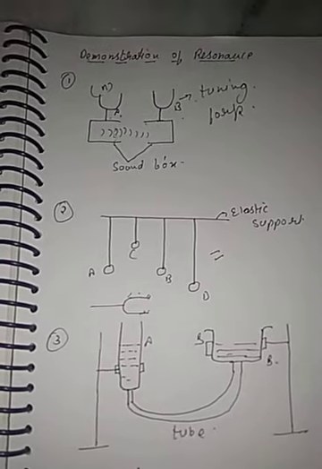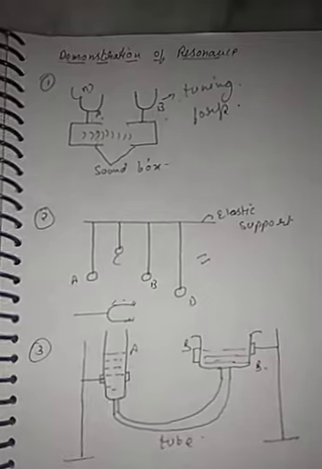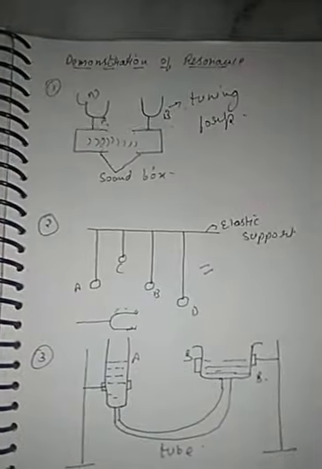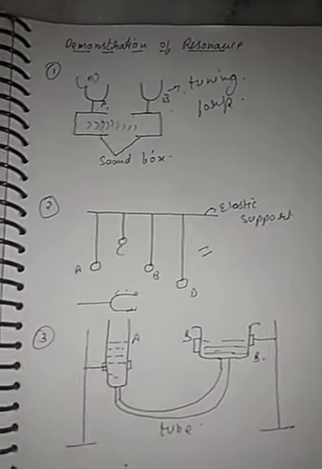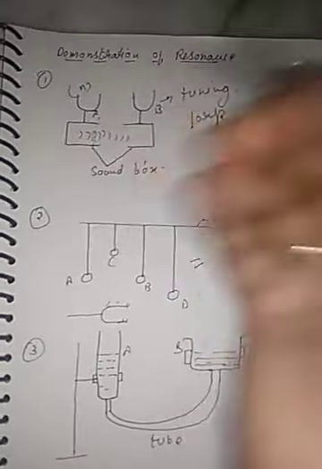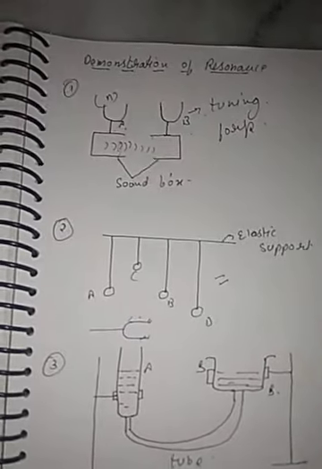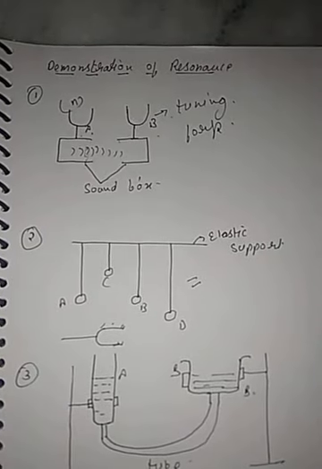Now why does it start vibrating? Because the vibrating tuning fork produces forced vibration in the air column. This is the sound box. In this, forced vibration is created. These vibrations are larger in amplitude. Clear? Because it has a larger surface area, the vibrations are transferred to tuning fork B by the air column, and tuning fork B also starts vibrating.